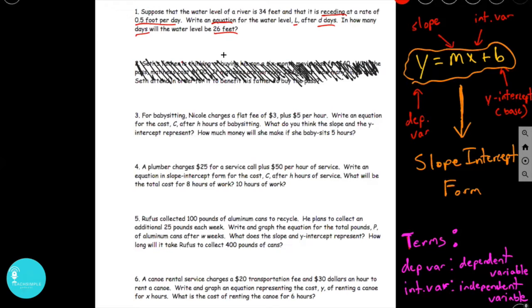So we want to first understand what the independent and dependent variables in this problem are, okay? We have L, which represents the level, and then we have days, okay? So in our equation, y equals mx plus b, we have to figure out what is going to be our y, what's going to be our m, what's going to be our x, and what's going to be our b.